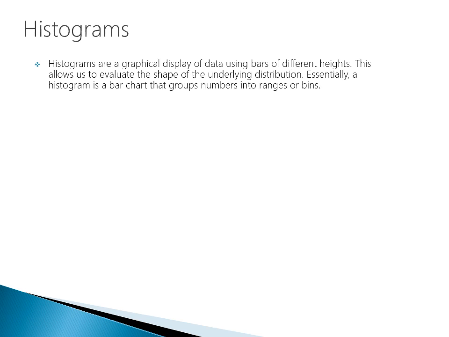Now that we've talked about these concepts, I want to begin shifting into a more visual approach to EDA. And one important tool that is used by data scientists and statisticians is the histogram. Histograms are a graphical display of data using bars of different heights. This allows us to evaluate the shape of the underlying distribution. Essentially, a histogram is a bar chart that groups numbers into ranges or bins.